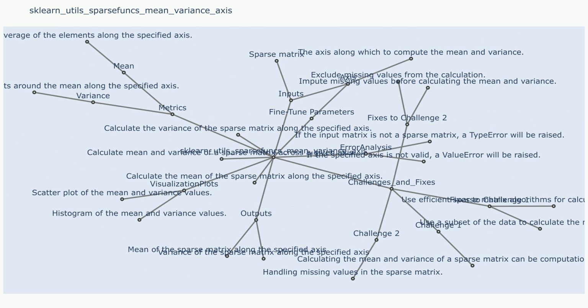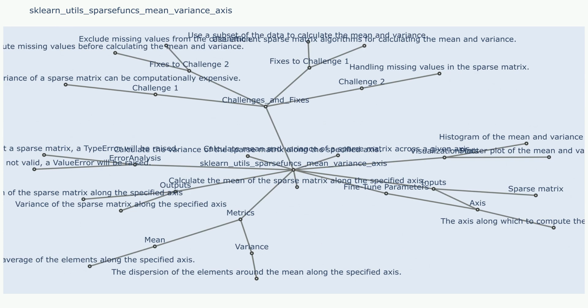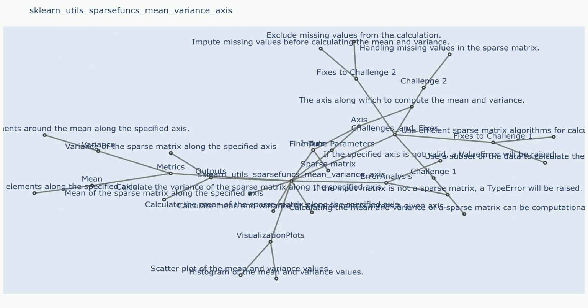Fixes to challenge 1. Use appropriate data structures and algorithms that are optimized for handling sparse data. Consider using alternative methods for computing mean and variance if the sparsity is extremely high.